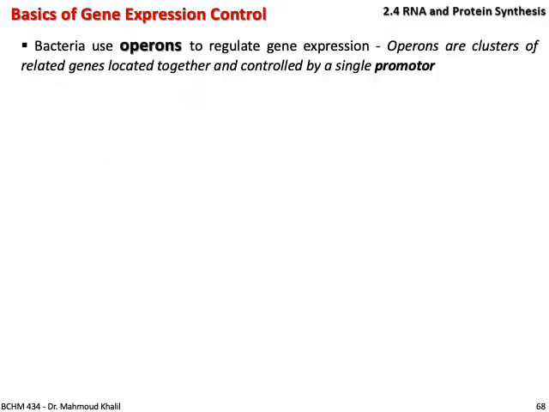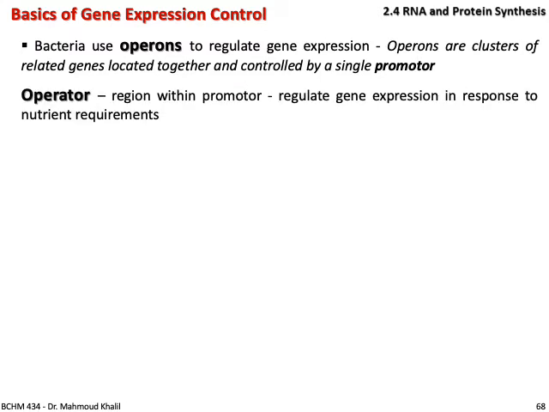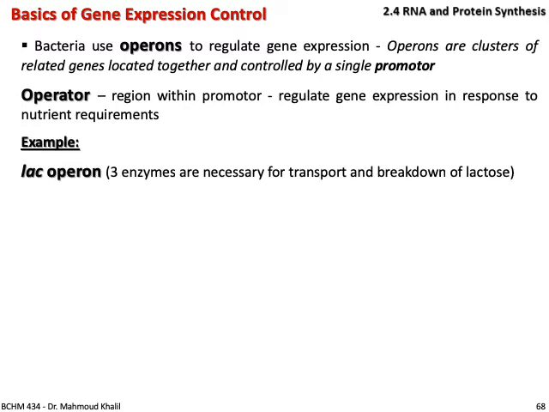Bacteria have operons, and these operons regulate gene expression. Operons are clusters of related genes located together and controlled by a single promoter, which differs from eukaryotes, which can have multiple promoters. The operator is the region within the promoter that regulates gene expression in response to nutrient requirements.